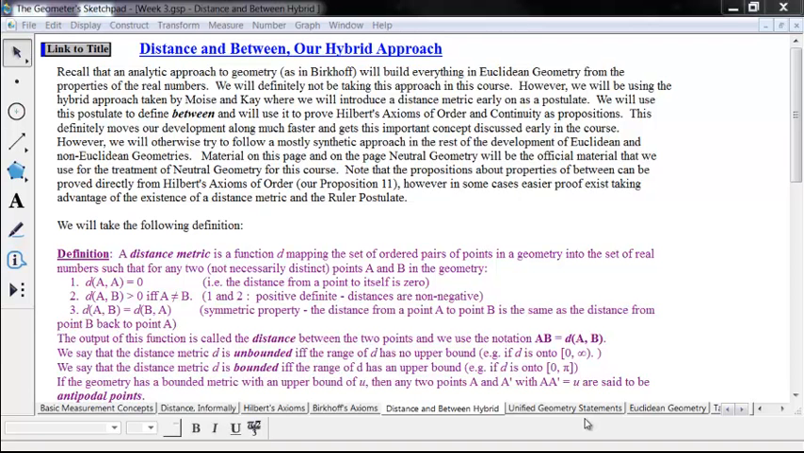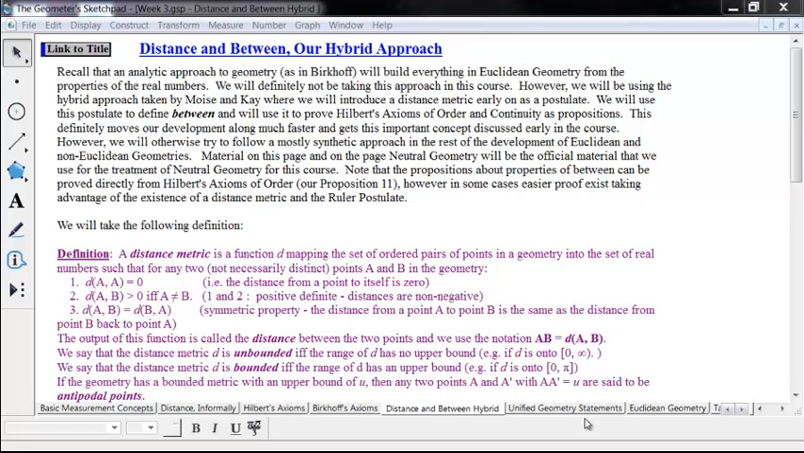Okay, so the approach we're going to take in this class will be a hybrid between the classical synthetic approach, Hilbert, and the analytic approach, say Birkhoff's approach. The approach we're going to follow is going to follow closely the approach taken by Moise in his textbook, Elementary Geometry from an Advanced Standpoint, and then also Kay based his treatment on Moise's, and we're going to be following kind of his work as well in his book called College Geometry, A Unified Development.